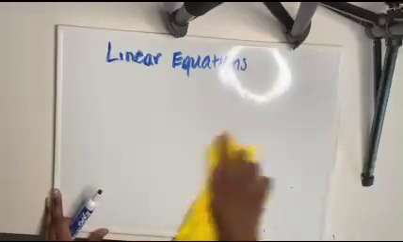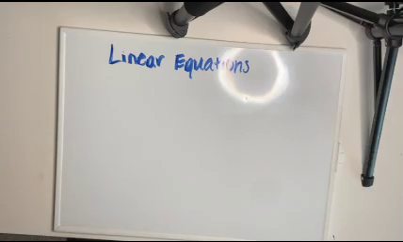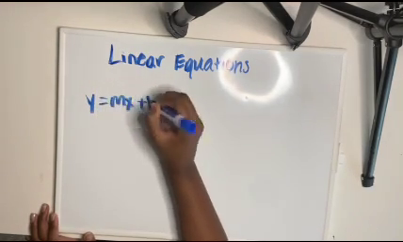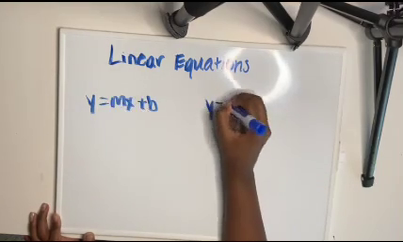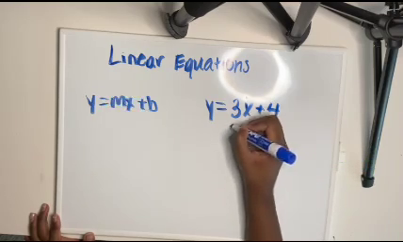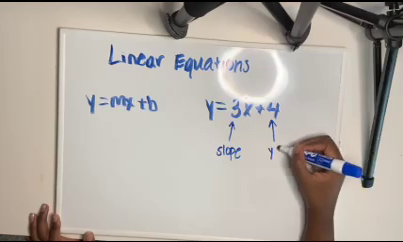The first one I want to look at is the slope-intercept form, which is probably the one you've seen the most often. This one goes by y = mx + b. m represents the slope and b represents the y-intercept. In this one, 3 is the slope and 4 is the y-intercept.